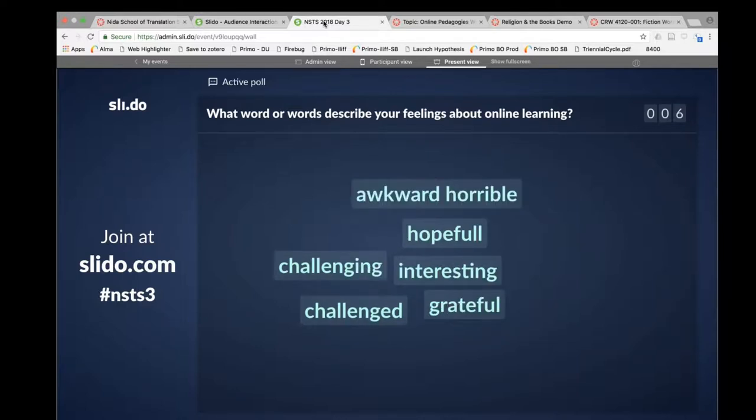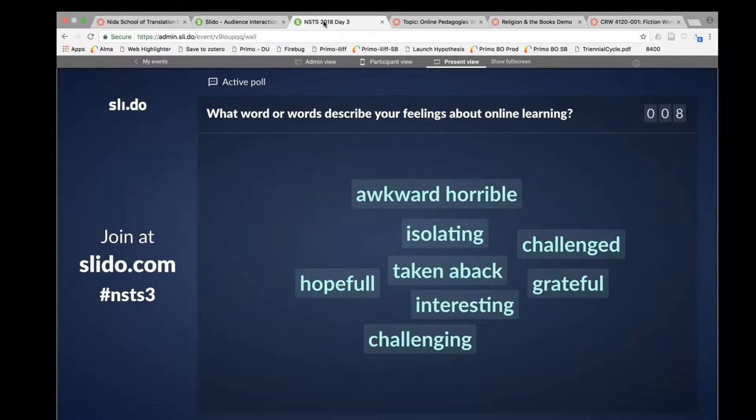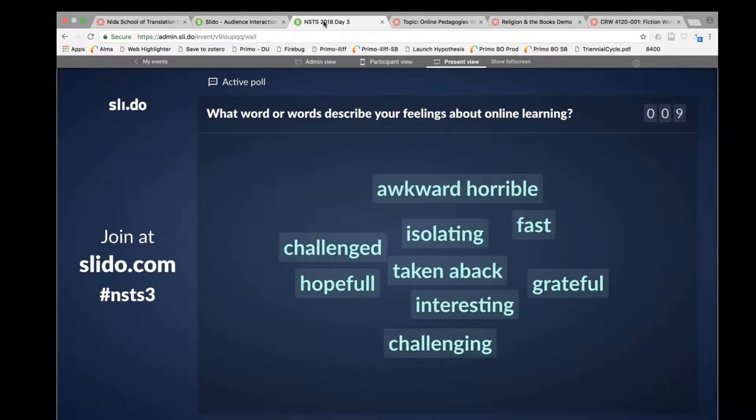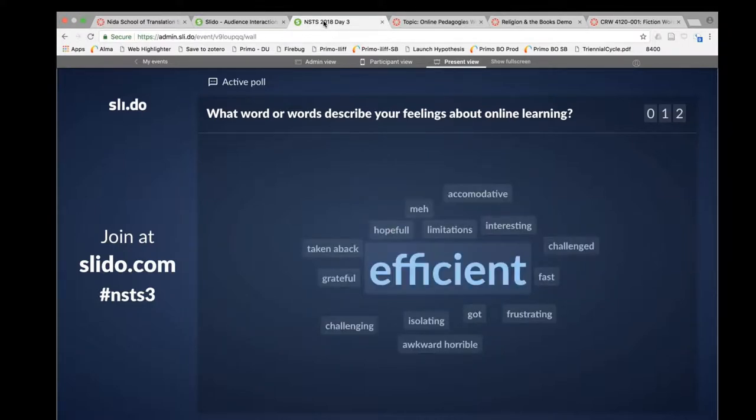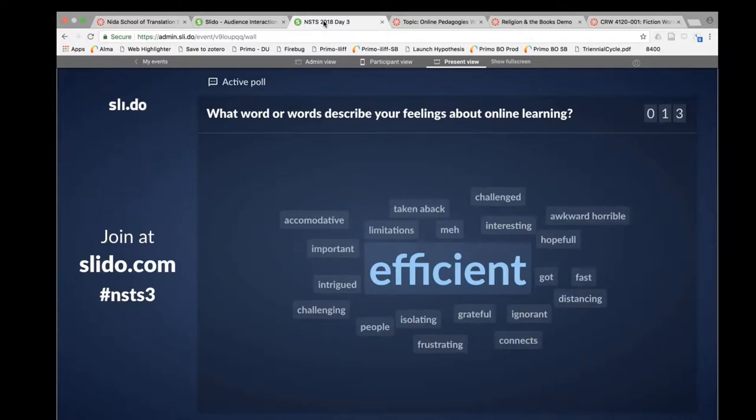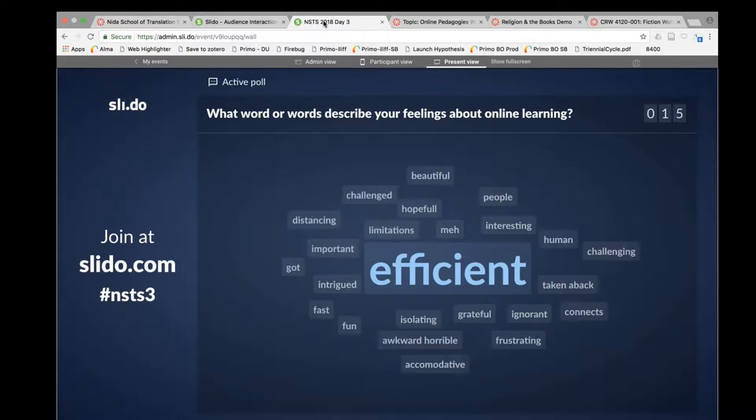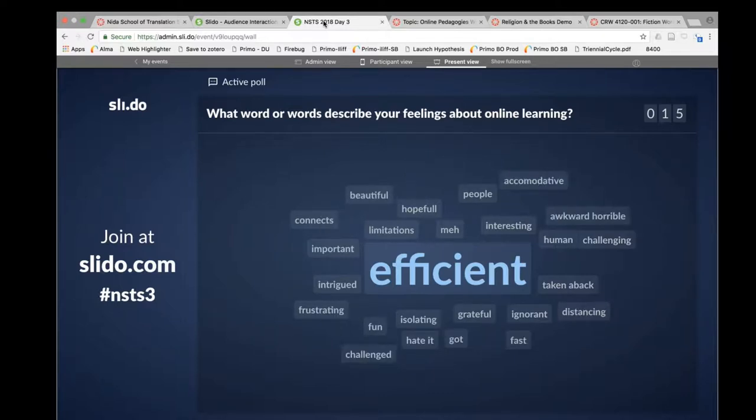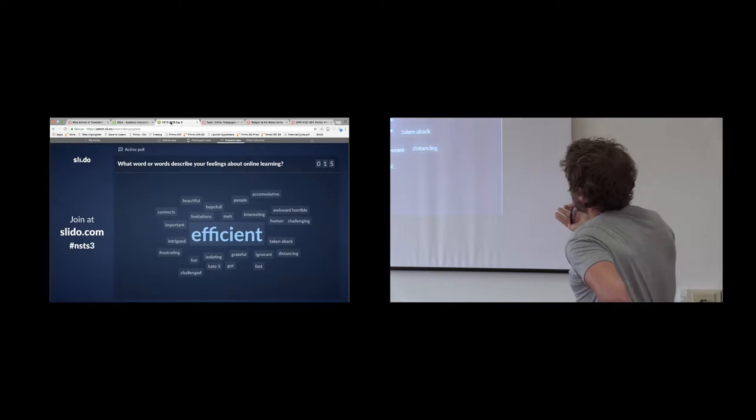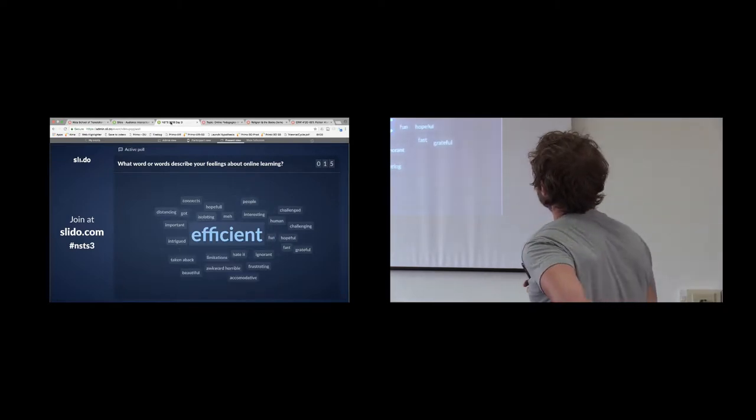Wow, efficient. People think efficient. Interesting. Yeah, thanks everybody, this is great. It's the first time I've ever used this, by the way. I love this. I super love it. So meh, I like the meh, whoever did that. Pretty good.